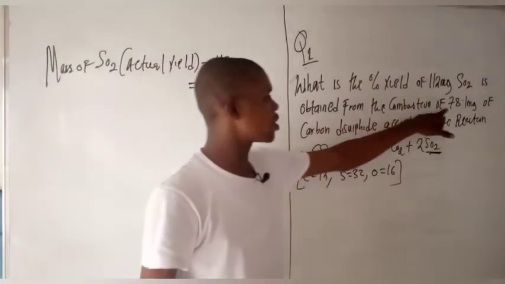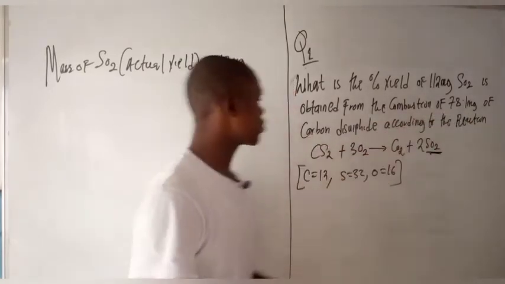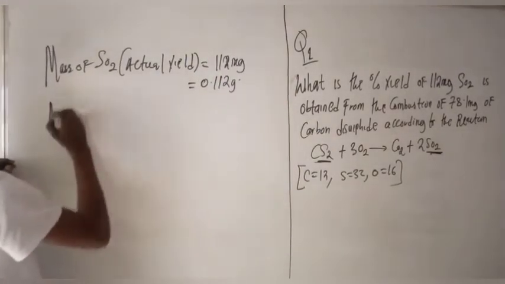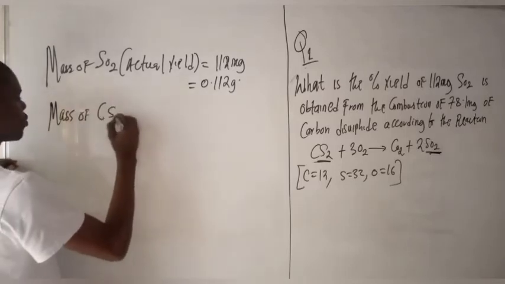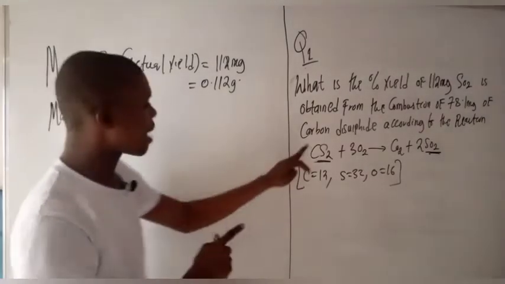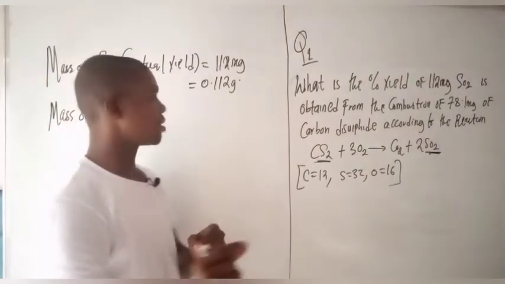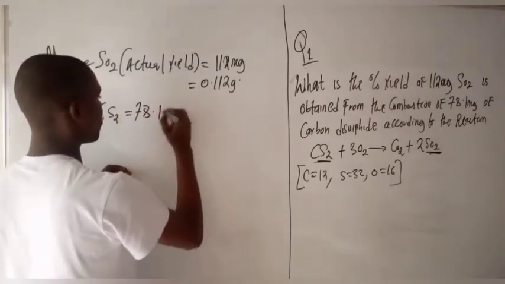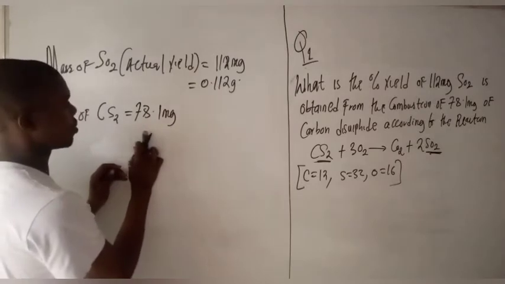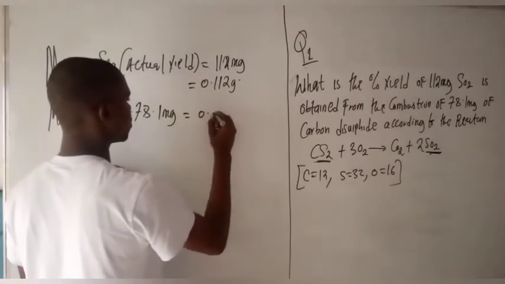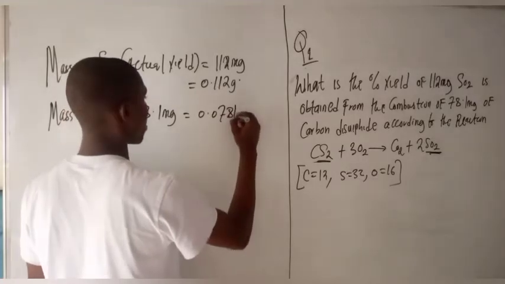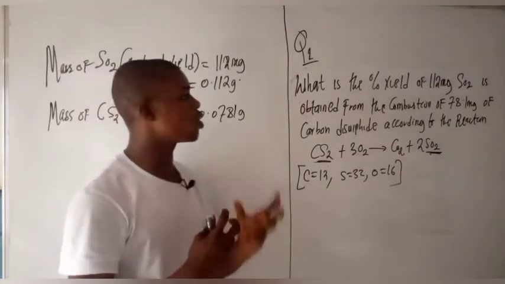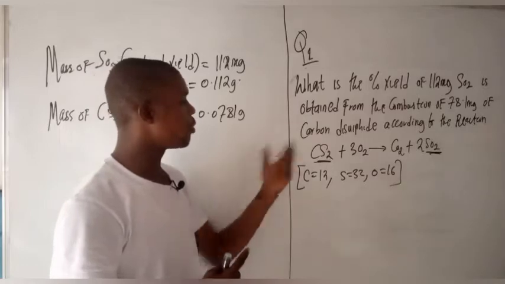Now, obtained from the combustion of 78.1 milligram of carbon disulfide. So now we have been given the mass of this guy here. You get, so the mass of the carbon disulfide. Now carbon disulfide is the limiting reactant. It's given to me to be 78.1 milligram. Of course I'm going to divide by 1000, and when you divide by 1000, here I'm going to have 0.0781 gram. You get.